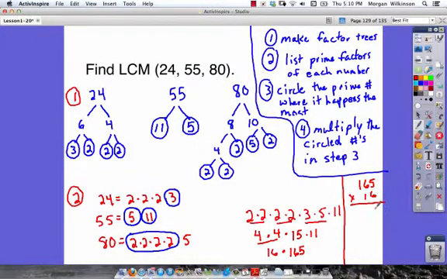6 times 5 is 30. Carry the 3. 6 times 6 is 36, plus 3 more is 39. Carry the 3. 6 times 1 is 6, plus 3 more is 9. We've got 0 as a placeholder. 1 times 5 is 5. 1 times 6 is 6. And 1 times 1 is 1. We add. Let's make this line vertically blue.